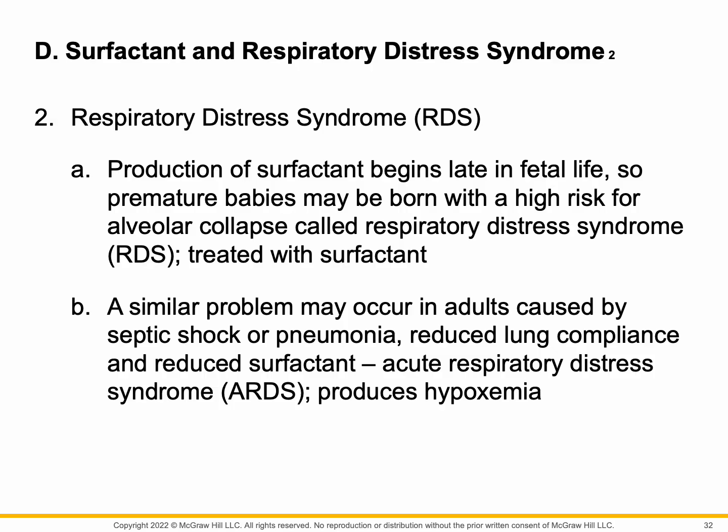In adults, the similar condition is called ARDS, acute respiratory distress syndrome. It can be caused by septic shock or pneumonia, reduced lung compliance, and reduced surfactant, and it produces hypoxemia, so low levels of oxygen in the bloodstream.